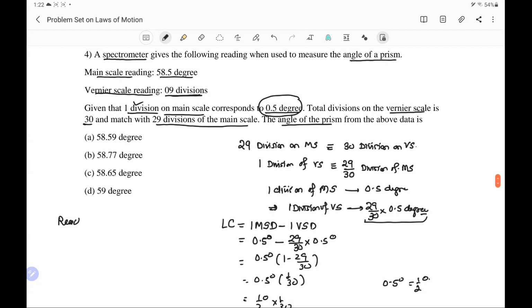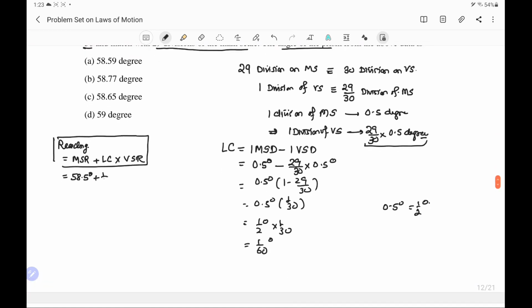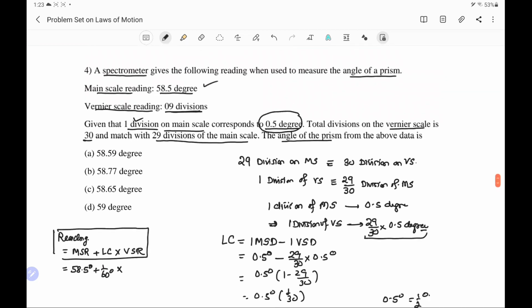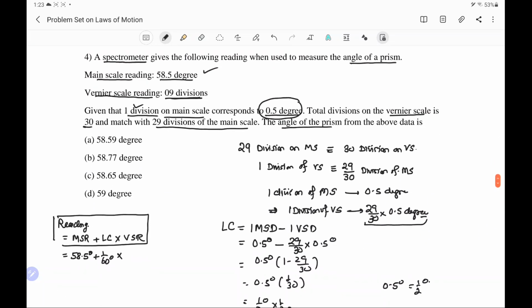Reading of the spectrometer will be the main scale reading, MSR refers to the main scale reading, plus least count into vernier scale reading. This is the formula to find the reading of the device. As per the question, main scale reading is 58.5 degree. This is 58.5 degree plus least count we have calculated, it is 1 by 60 degree into, and vernier scale reading is 9 division. That means we have to multiply this vernier scale reading with the least count, that is 9.